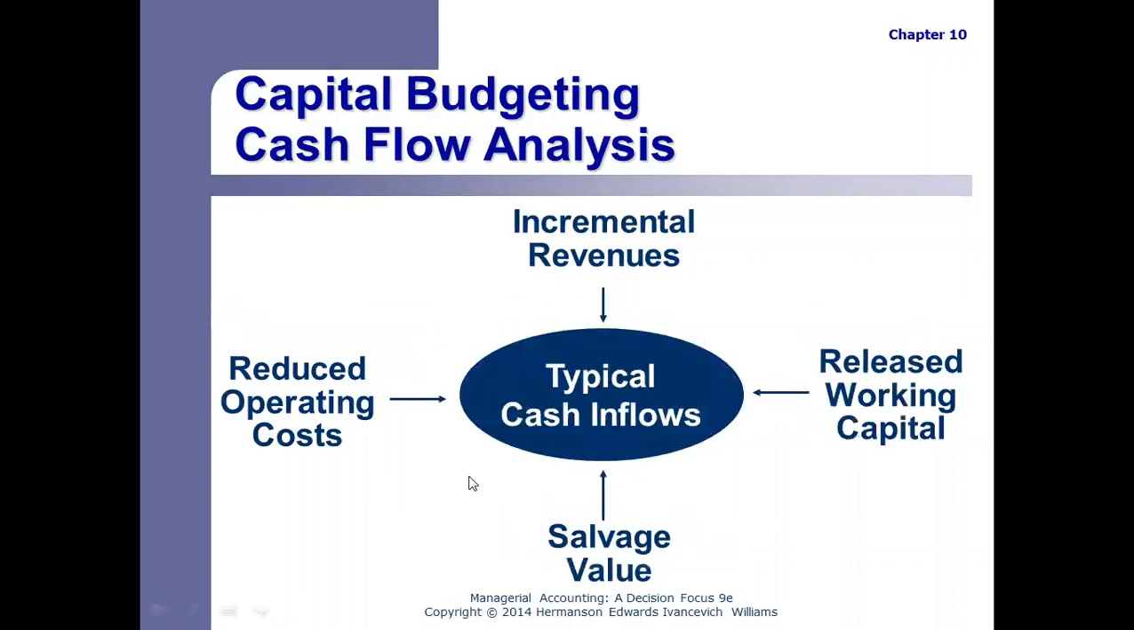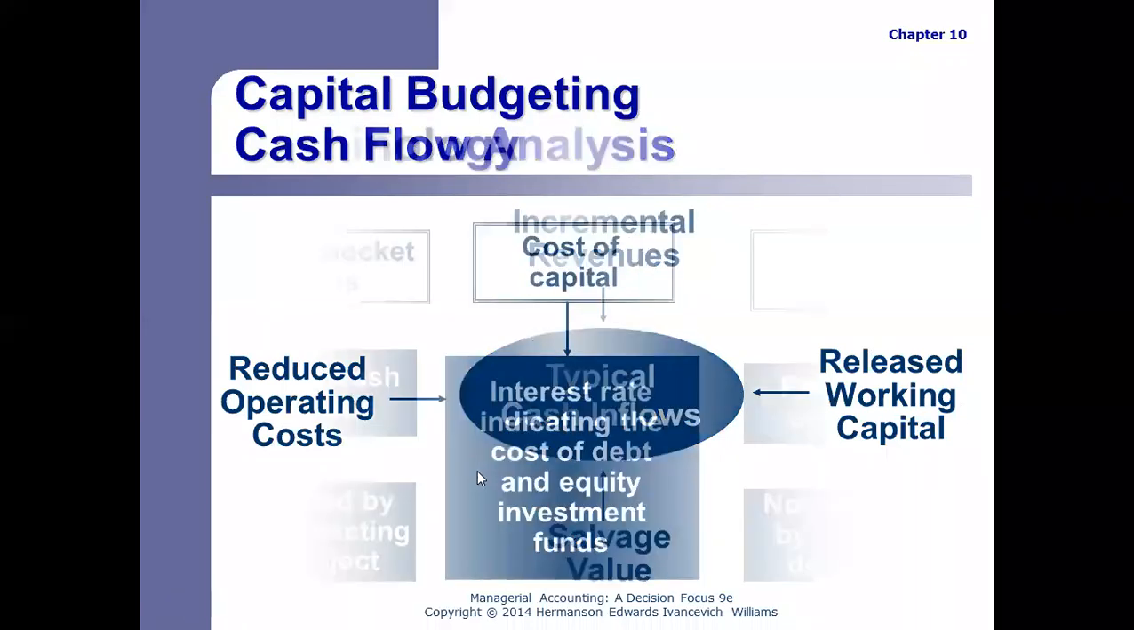As far as inflows, money coming in, increased revenues result in an inflow. Reduced operating costs, if you're reducing expenses, that's a cash inflow. Salvage value, if you're going to get salvage value at the end of the life of the asset, that's going to be money coming in in the future. And again, that results in released working capital, so you've got extra cash then to use for other things.